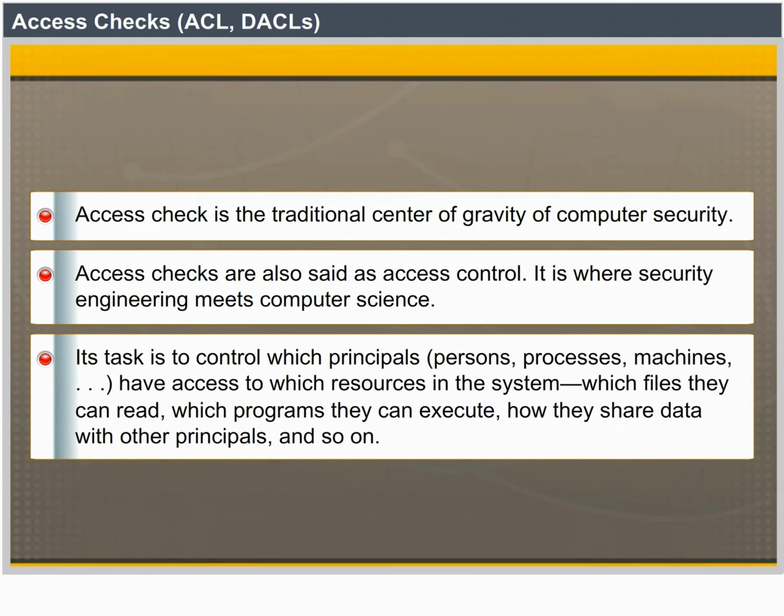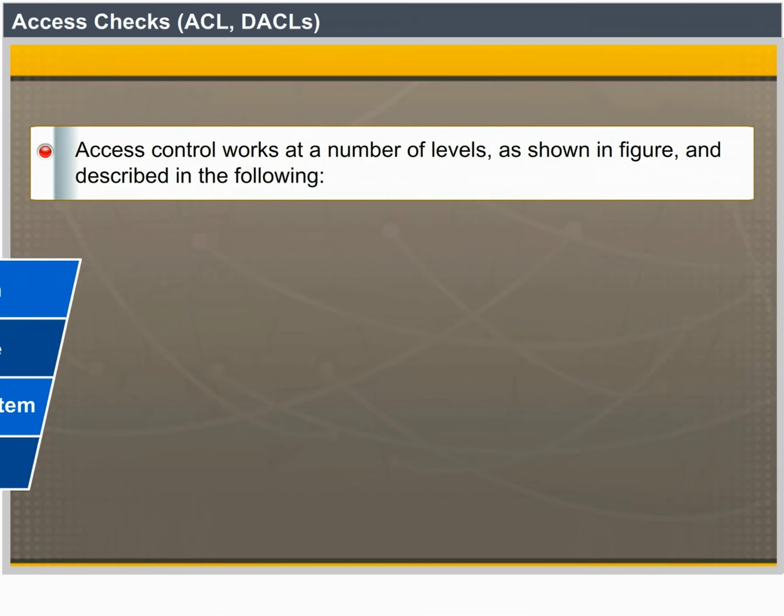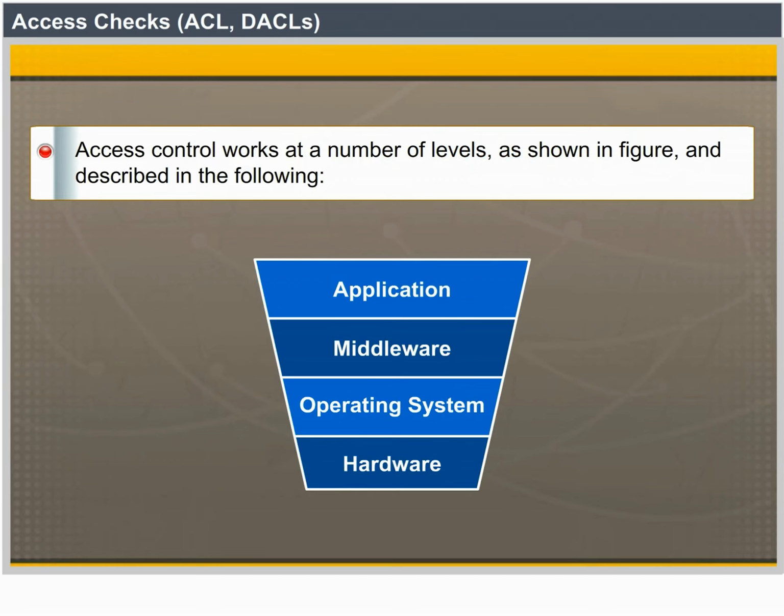Its function is to control which principals, persons, processes, machines and so on have access to which resources in the system, which files they can read, which programs they can execute, how they share data with other principals and so on. Access control works at a number of levels as shown in the figure and described in the following.